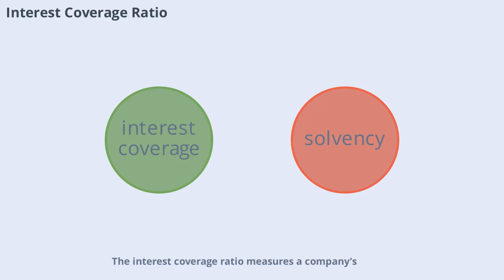Interest coverage ratio measures a company's ability to pay interest on its debt. It's calculated by dividing earnings before interest and taxes, EBIT, by interest expense. A higher ratio means the company can easily cover its interest payments, which is a sign of financial strength. If the ratio is too low, the company may struggle to meet its debt obligations. Let's see how to calculate this ratio with an example next.